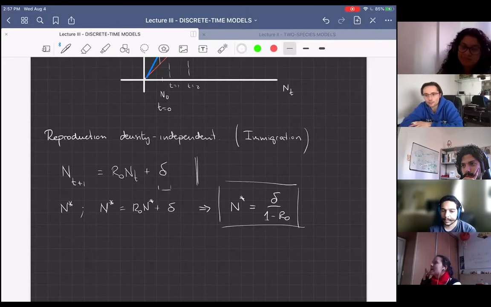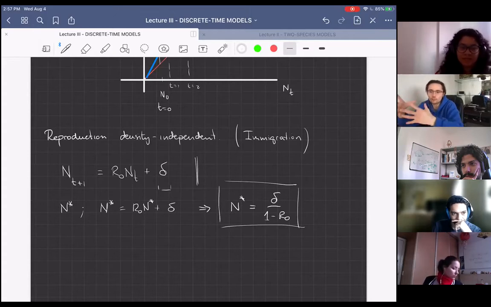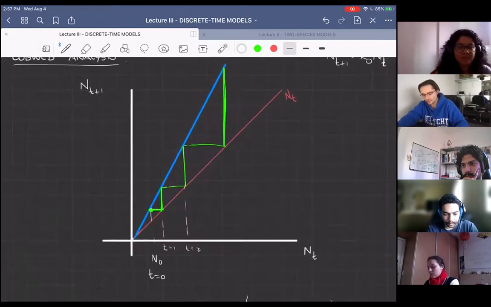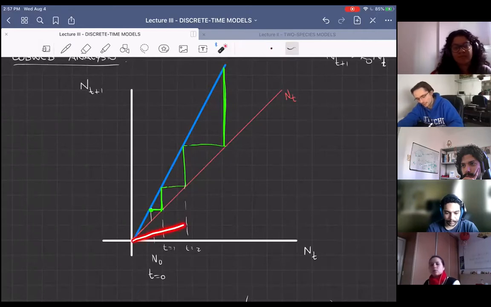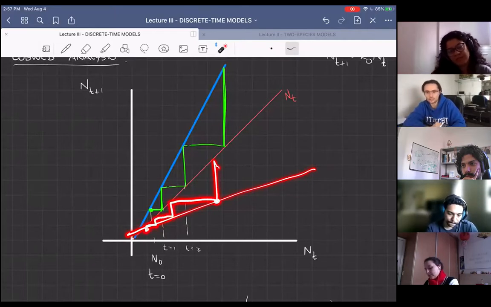So now, because I have this immigration, if R0 is smaller than 1, I am going to have my population stabilized at some point that is not going to be infinity. Basically, the idea that you can get from this is that if I don't have immigration and R0 is smaller than 1, you can repeat this graphical analysis. You would have some line that is behind here, and wherever you start, you go from here to here, and then here, here, here, here. You invert the direction of the stairs, and you eventually hit 0.